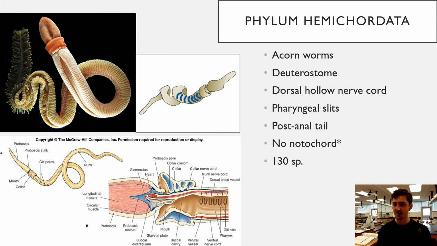So these guys are entirely marine, and they have almost all the characteristics of a chordate. So they have what's called a dorsal hollow nerve cord, pharyngeal gill slits, and they have a postanal tail, but they don't have a notochord. So this group was originally considered part of the phylum Chordata until it was determined that they don't actually have this one synapomorphy, the presence of a notochord. So they were kicked out from the phylum Chordata and given the name Hemichordata.